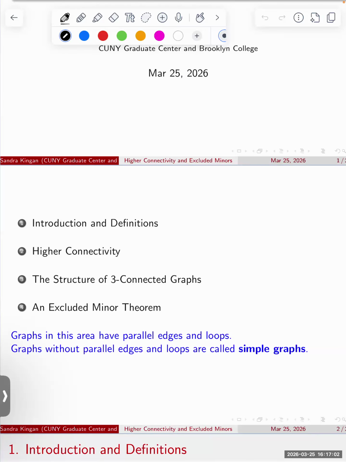If you missed the previous two talks or you don't want to go through the details in the previous two talks, I think this would be fine as is. Then we'll talk about connectivity and then three connected graphs in particular, and then focus on one excluded minor theorem. So graphs in this area have parallel edges and loops, and if we want them to not have parallel edges and loops, they are called simple graphs.